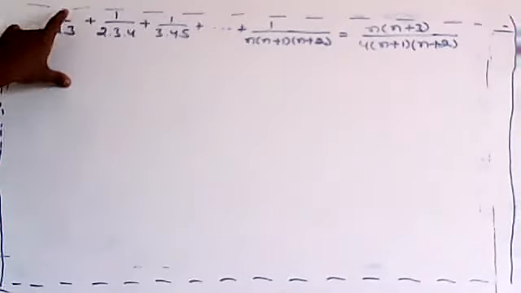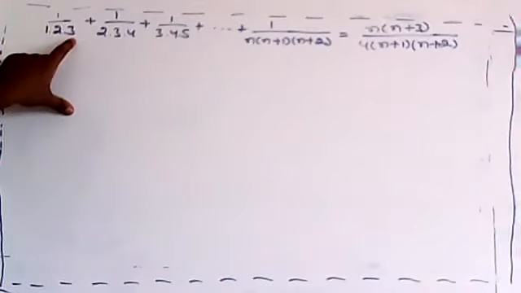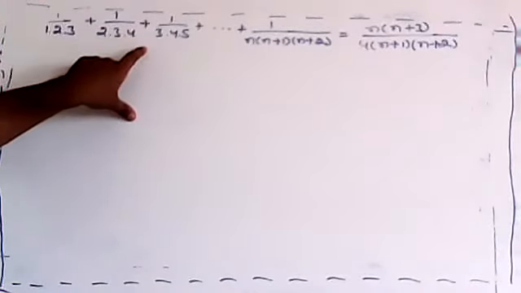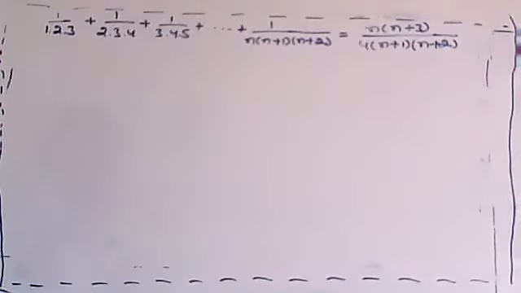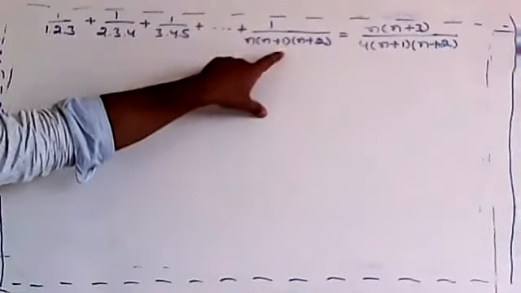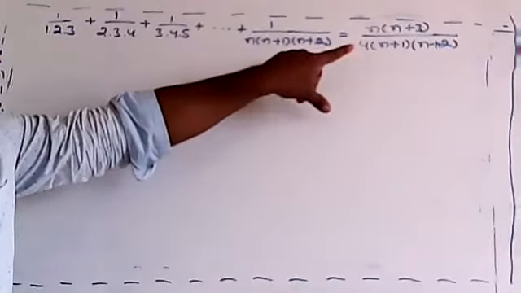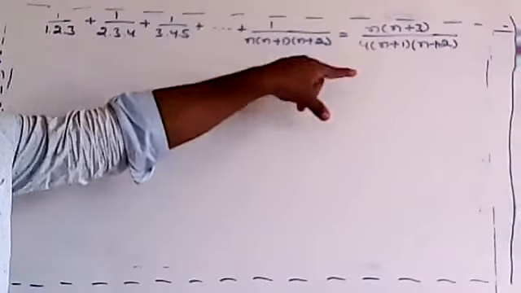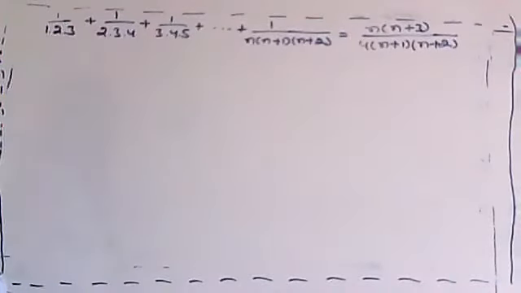The problem is 1 by 1 into 2 into 3 plus 1 by 2 into 3 into 4 plus 1 by 3 into 4 into 5, and so on up to 1 by n into n plus 1 into n plus 2, which is equal to n into n plus 3 divided by 4 times of n plus 1 into n plus 2. Correct? Okay. As we know that the first rule is what? We have to go for n is equal to 1.